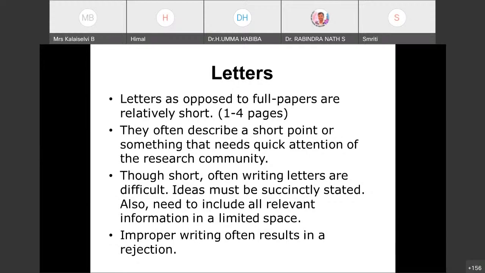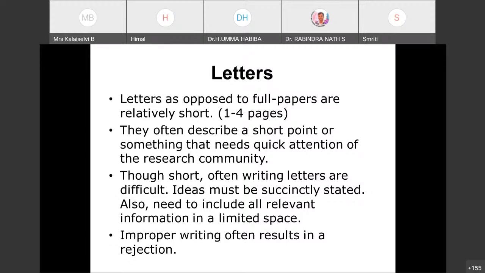It depends, right? So likewise. Though short, as I mentioned, writing letters is often difficult. Some people might think it's very easy because it's just 2-3 pages of writing, but soon you will realize that you also need to put a lot of effort when you are writing a letter paper.